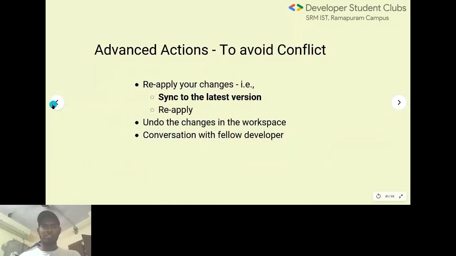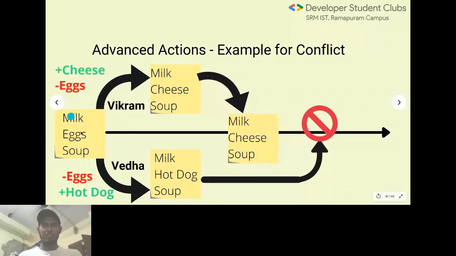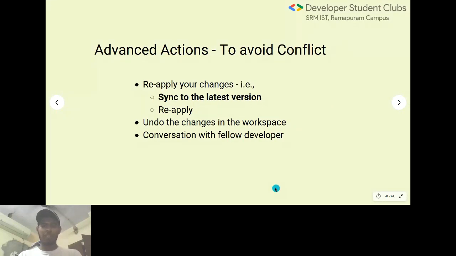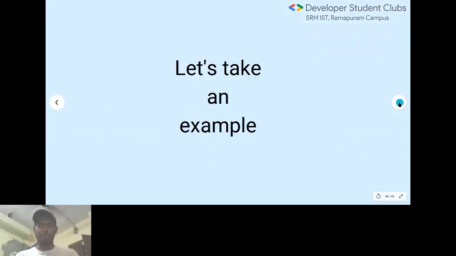To avoid such conflicts, reapply your changes. That is, instead of editing this file, if we edited the updated file and added hot dog, removed the cheese, and then merged it, it won't bring the conflict up. So this is one of the ways. Another way is to have a conversation with a fellow developer. Let's say Vikram says to Veda before doing his work, I'm going to do this work, bro, so what do you say? And Veda also brings it up. So have a conversation with fellow developers.